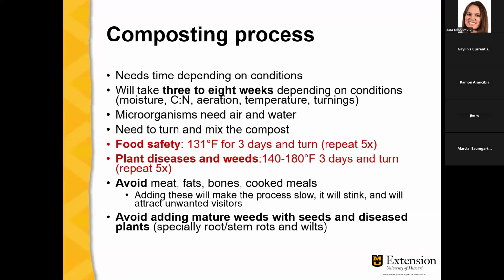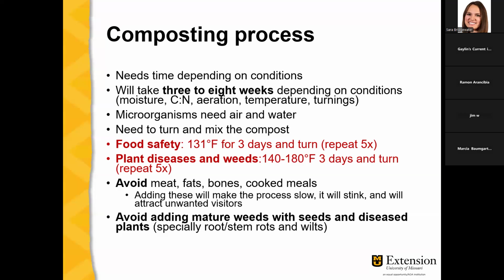These will attract unwanted visitors. You don't want the compost pile to have off odors. You want an earthy odor, not a bad odor in your garden. And avoid adding mature weeds full of seeds.